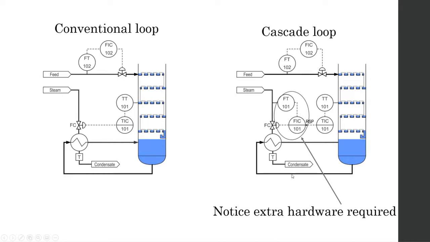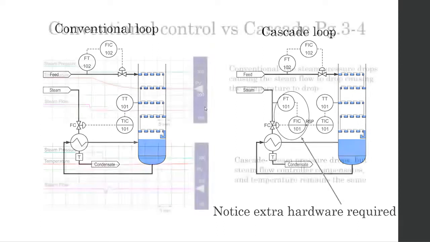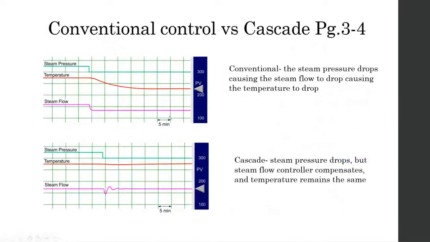So you'll notice extra hardware required here. So it does come with some expense. We have two transmitters now. We have two controllers, two process penetrations, a little bit more I/O used on the DCS, and a little bit more complicated to set up, but it is beneficial in the long run. So let's look at what that looks like here. If we looked at the example I just explained, comparing conventional and Cascade, this is what would happen based on a drop in steam pressure.